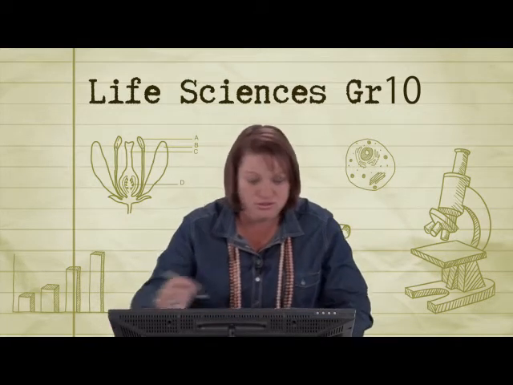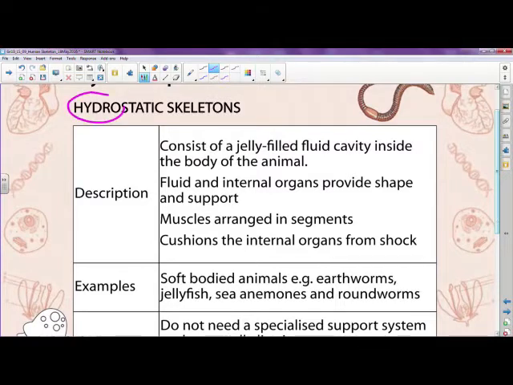If I use the word hydro, that should tell you that they use water. A skeleton is an animal's support system. When we looked at plants, we looked at the concept of xylem and phloem and parenchyma and sclerenchyma. They were the support system. They kept the plant upright. Here in animals, because they move, they need to have a different kind of skeleton.